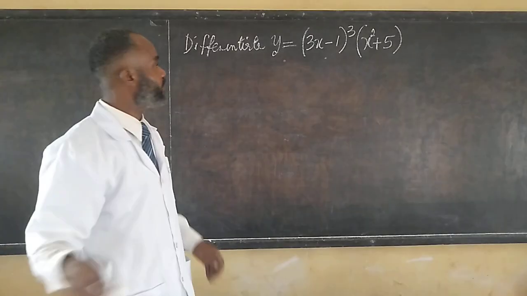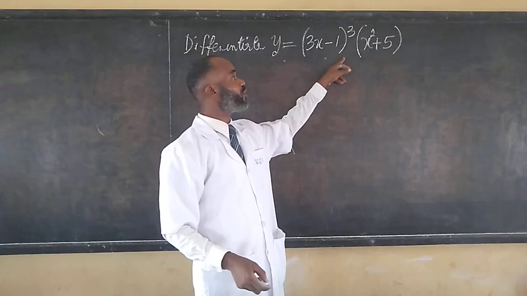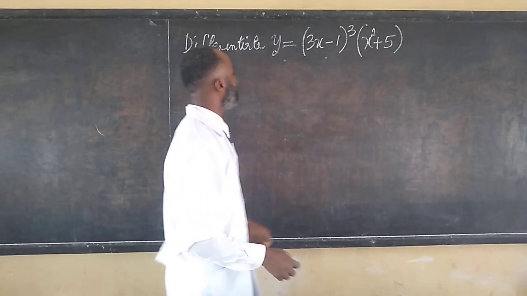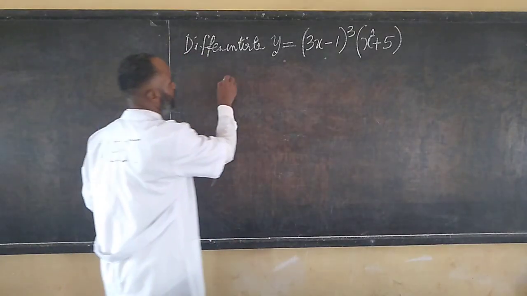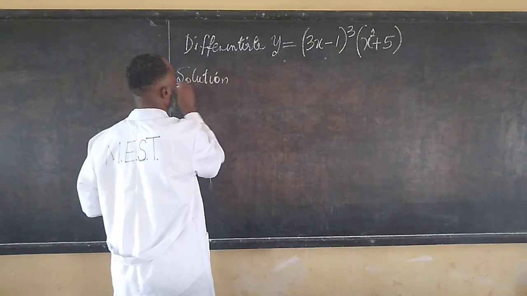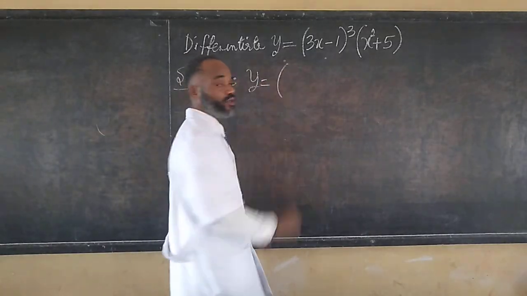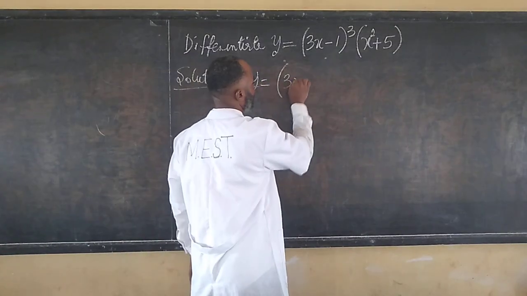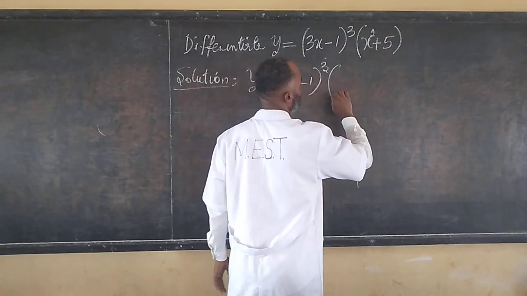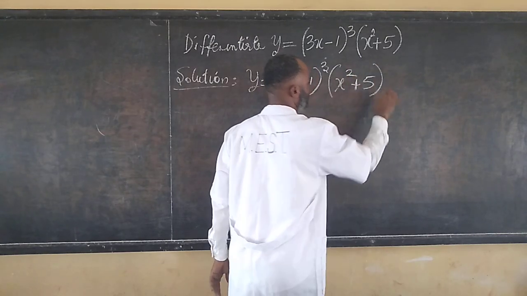Okay, second question. Differentiate y equals (3x minus 1) cubed times (x squared plus 5). What we need to do is simply write our solution and then start working on that. We have y given as (3x minus 1) raised to cube, and then (x squared plus 5).